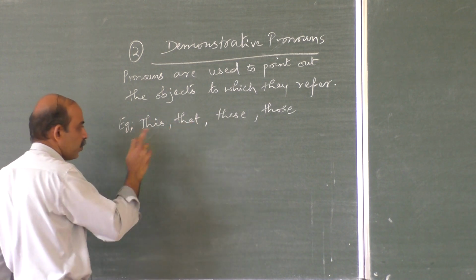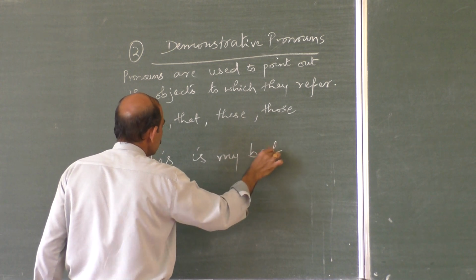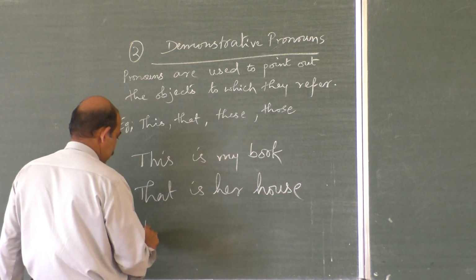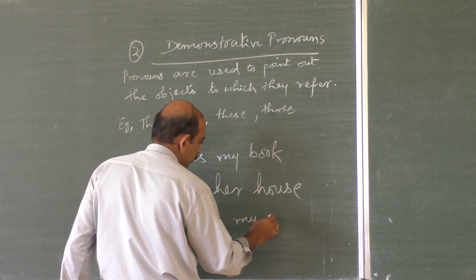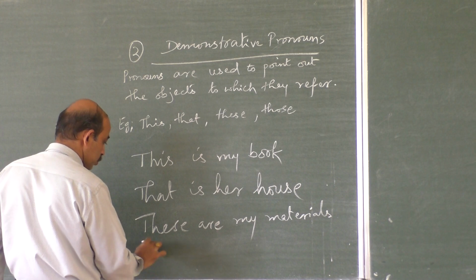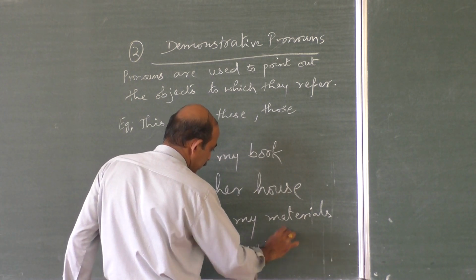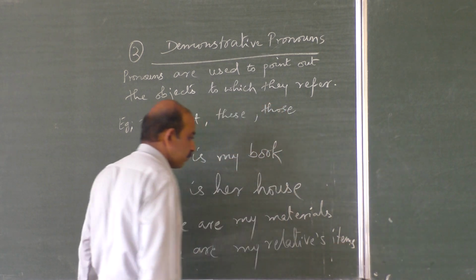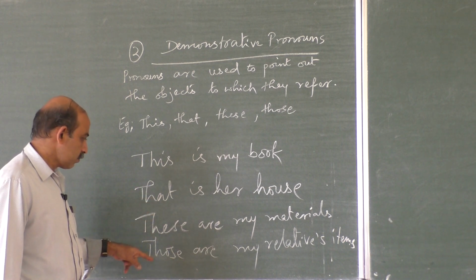Now, let me write one example for each pronoun. This is my book. That is her house. These are my materials, study materials, whatever it may be. For the sake of understanding, I have written those are my relatives' items. Now, look at these examples. These are singular, this and that. These and those, these two are plural.